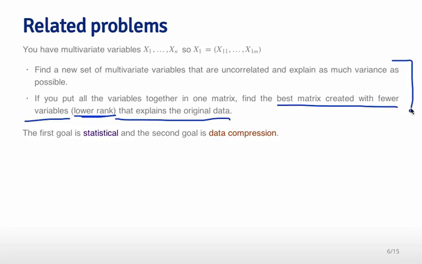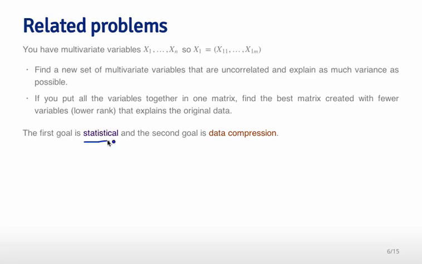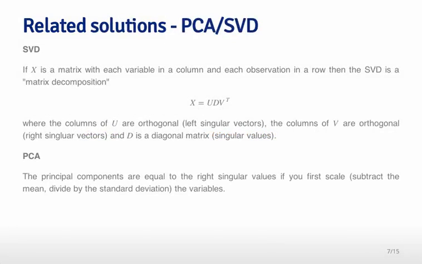These two problems are very closely related to each other, and they're both the idea of whether we can use fewer variables to explain almost everything that's going on. The first goal is a statistical goal, and the second goal is a data compression goal, but they're both very useful for machine learning. So there are two related solutions, and they're very similar to each other.